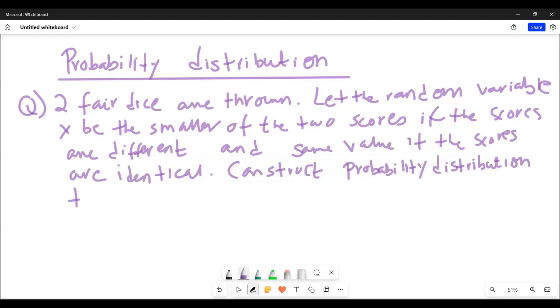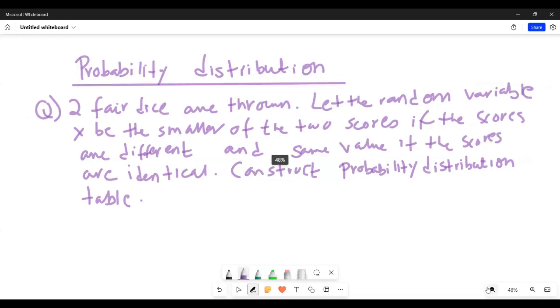Construct a probability distribution table. Okay. So what this question is saying is that you throw two dice and let's say the outcome is 3 and 5. Then your score would be 3. And let's say the outcome is 3 and 3, then the score is going to be 3. Okay, so we have to construct the probability distribution table.